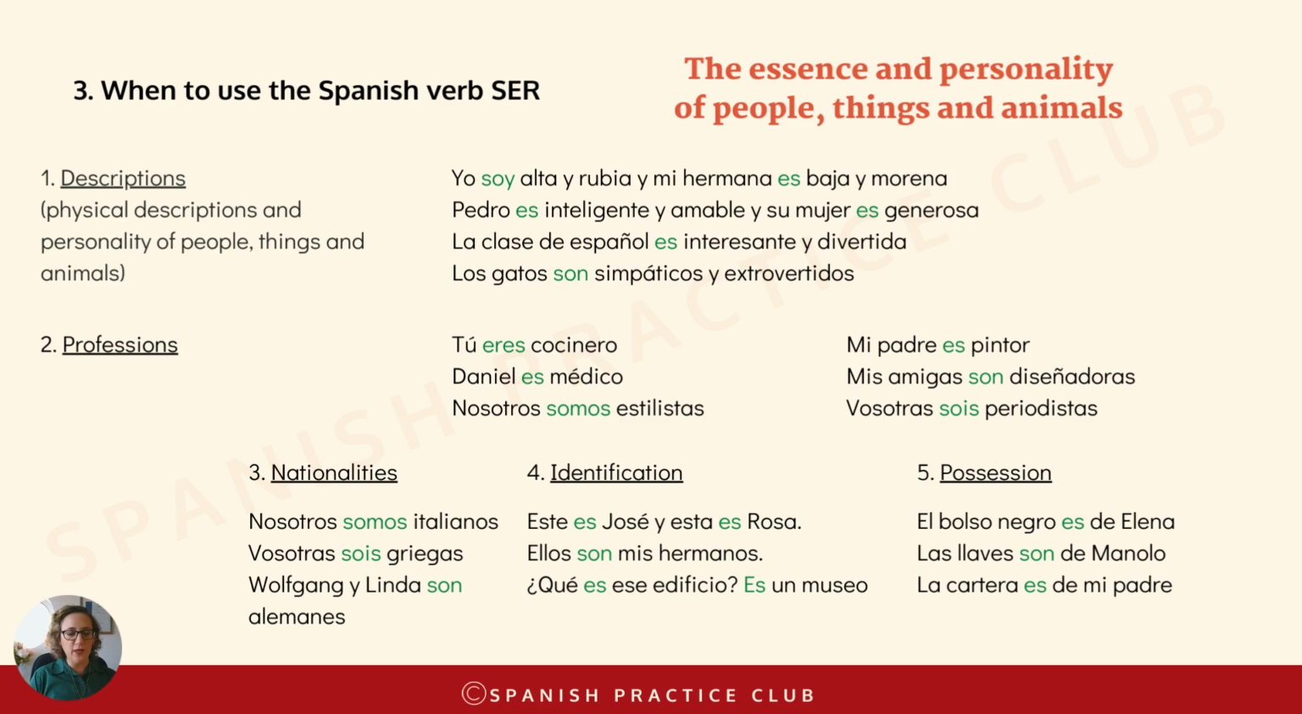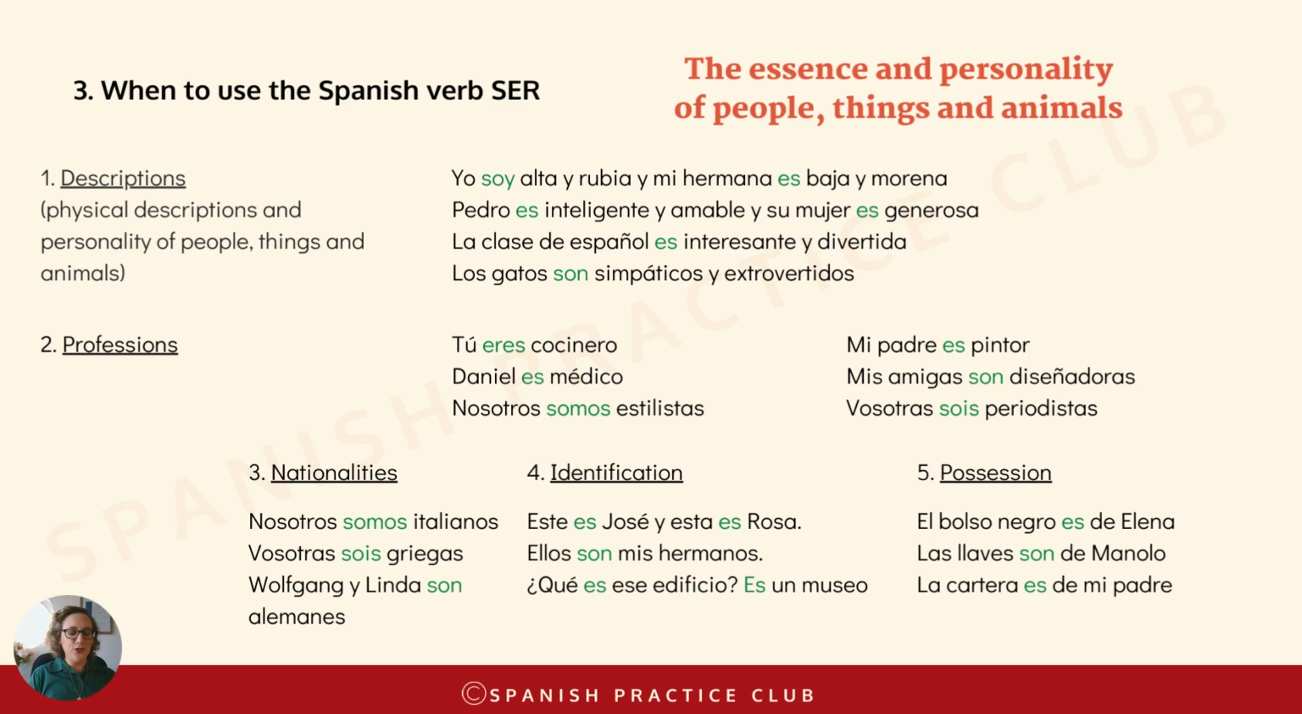So number 2 is quite straightforward. We use the verb ser to talk about professions. Number 3, nationalities. Nationalities in Spanish are also adjectives, and therefore they are descriptions. For example, nosotros somos italianos. Vosotras sois griegas. Wolfgang y Linda son alemanes.